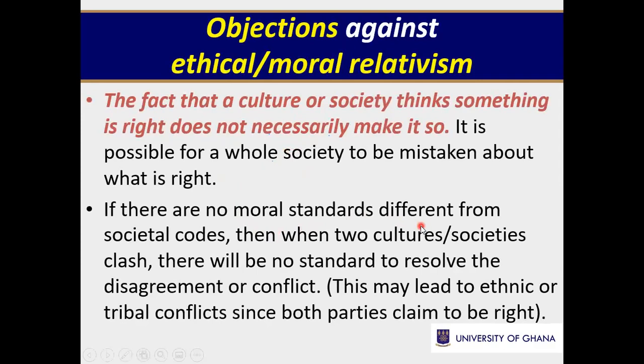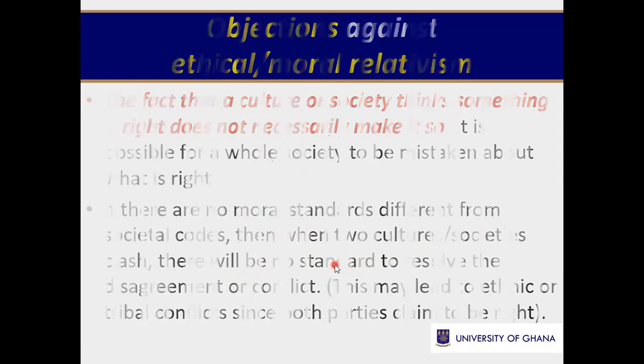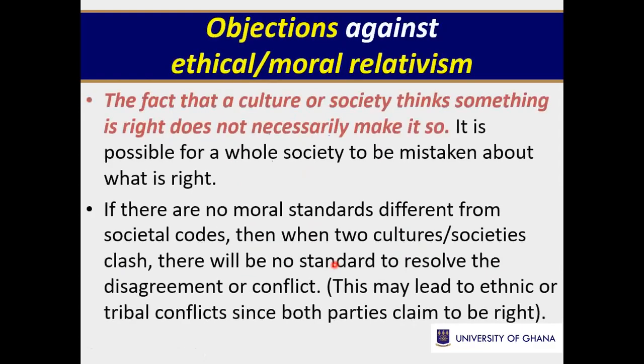If there are no moral standards different from societal codes, then when two cultures or societies clash, there will be no standard to resolve a disagreement or conflict. This may lead to ethnic or tribal conflicts, since both parties claim to be right. Oh my, this is not practicable. It is actually inconsistent. You can't be a consistent relativist or subjectivist, because you would then be accepting and at the same time denying the claim.